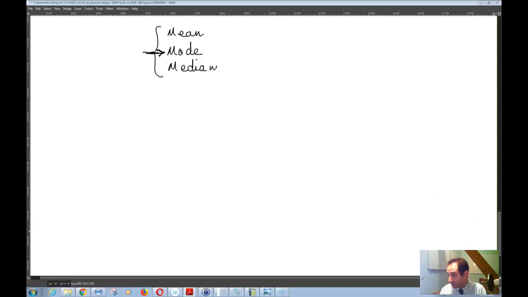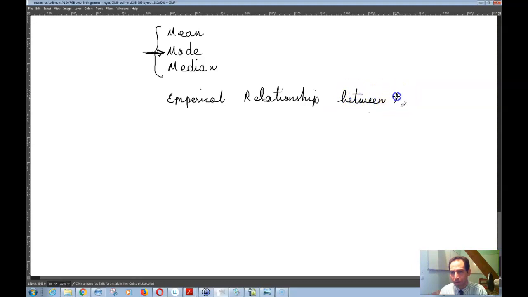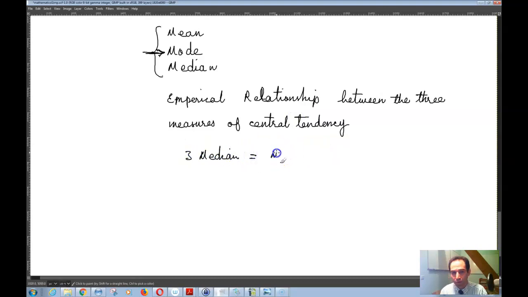And as a remark, there is an empirical relationship between the three measures of central tendency, which is basically 3 times median. 3 times median is the same thing as mode plus 2 times mean. 3 times median is equal to mode plus 2 times mean.